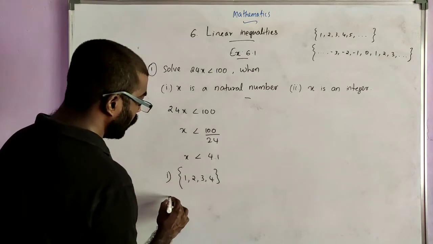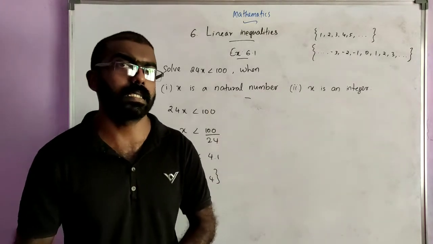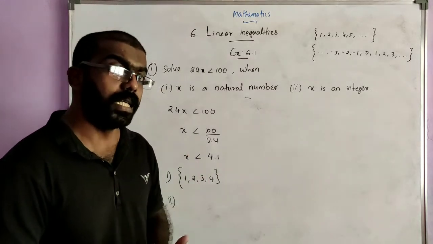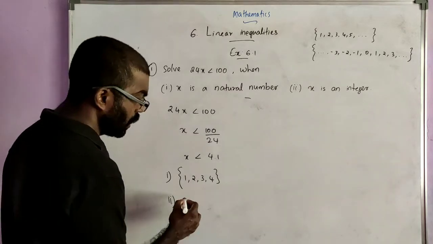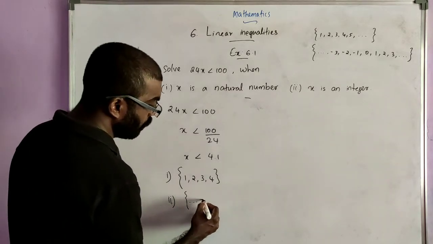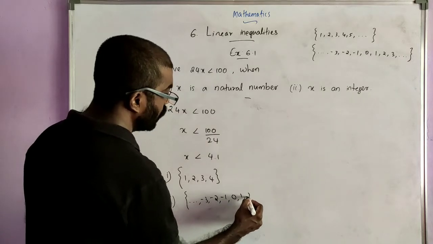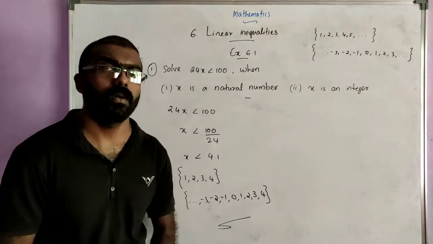And in the second one we have to write the solution in the set of integers. x is an integer. So here we have to write the integers that are less than 4.1. So here we can write etc., minus 3, minus 2, minus 1, 0, 1, 2, 3 and 4.